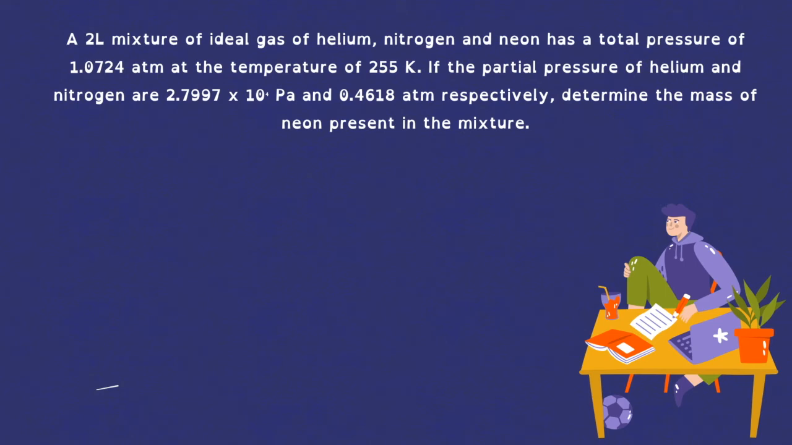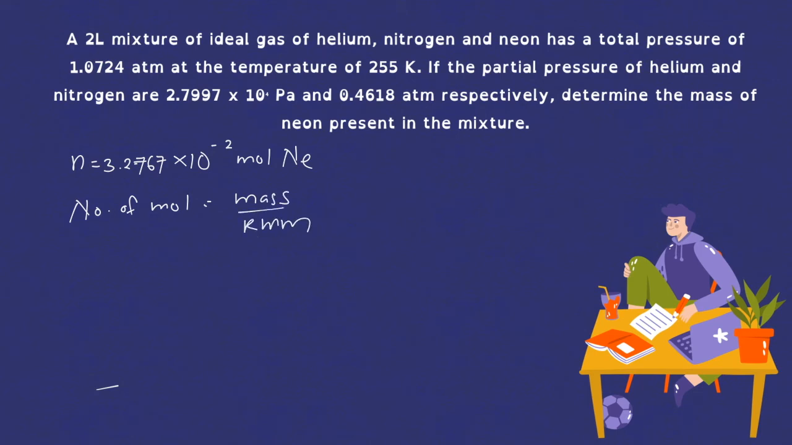Alright, so from the calculation just now, you get your N is equivalent to 3.2767 times 10 to the power of negative 2 mole of neon. So from the number of mole, which is equivalent to mass over RMM, the number of mole is 3.2767 times 10 to the power of negative 2.